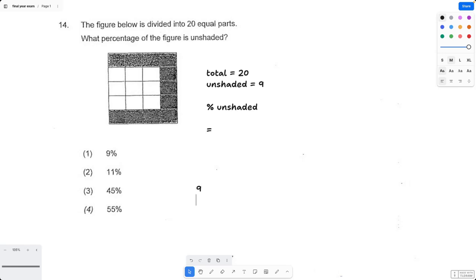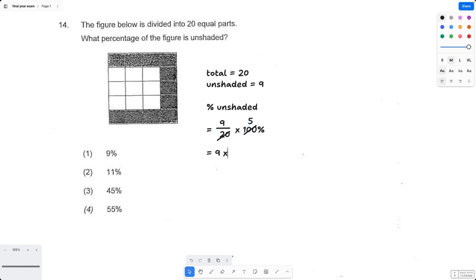So the percentage unshaded is 9 out of 20, let me put a line over here, and then we just multiply by 100%. What would this give us? 20 and 100, we can just cancel them out. So we cancel this out, and this will give us 45%.